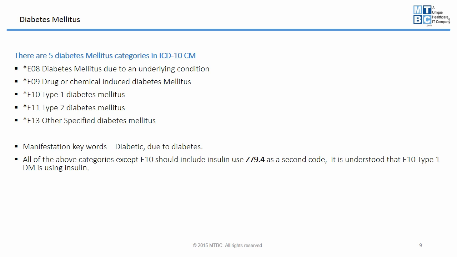So the important part is to link if any kind of condition is related to the diabetes, meaning it was a manifestation, it was a complication. So in order for us to code it, we need to know if there is a relationship. We can't assume a relationship. It has to be documented with keywords. The manifestation keywords are diabetic, so diabetic kidney disease, diabetic ophthalmological manifestation due to diabetes.